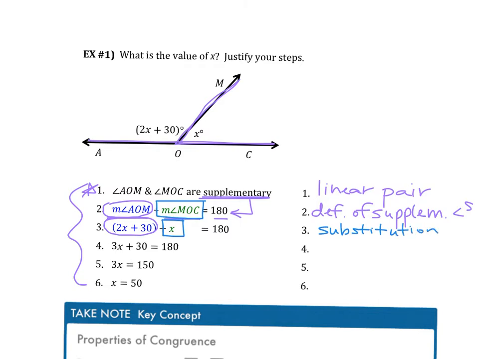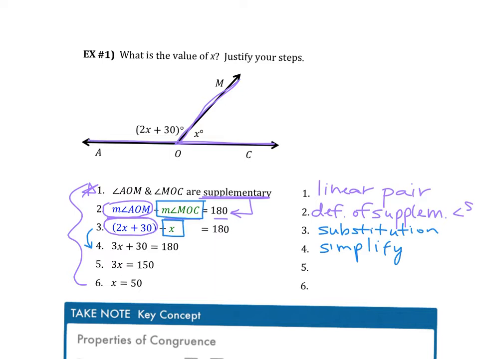Okay. What did I do from 3 to 4? To get from 3 to 4, what changed? I added the x's, right? I combined like terms. Now here's the thing, whenever you combine like terms, whenever you just simplify one side of your equation, all you have to say there is simplify. If it makes more sense to you to say combine like terms, I'm fine with that too. But whenever you combine like terms, you just have to say simplify. I just simplified the left side of my equation.